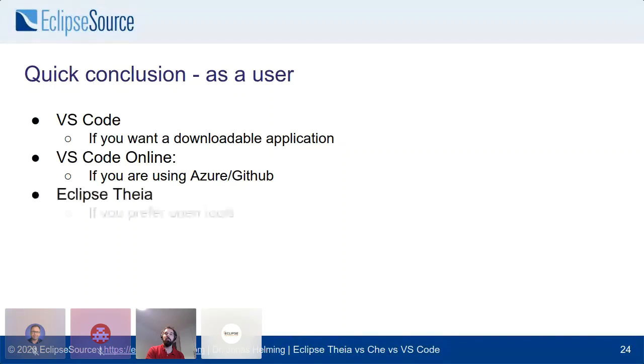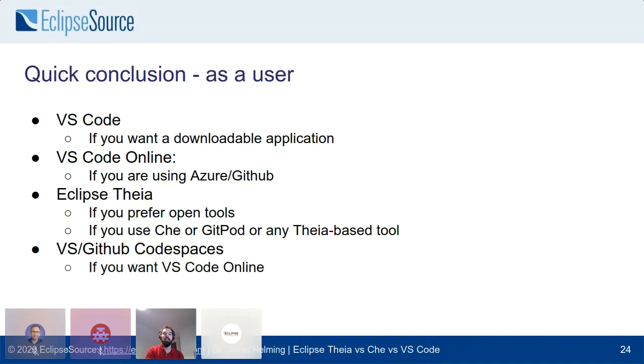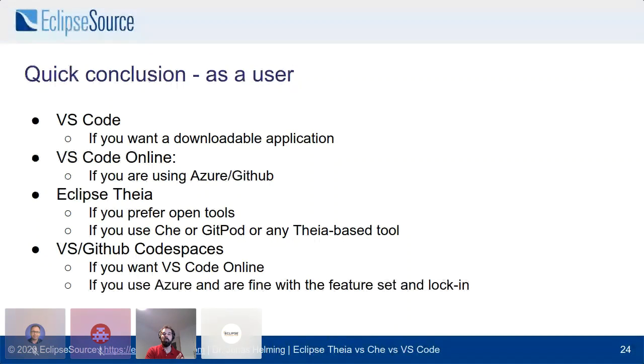Eclipse Theia, if you prefer open tools, so if you care about everything being open source and having no proprietary telemetry, for example, in the tool you use, and if you use any tool that is based on Theia, so for example, if you use G or Gitpod or any other Theia-based tool. GitHub Codespaces, if you want to use VS Code online, that's the only way. And if you use Azure or GitHub and you're just fine with the feature set and the login that you have there. Login in terms of, okay, you cannot use anything else.